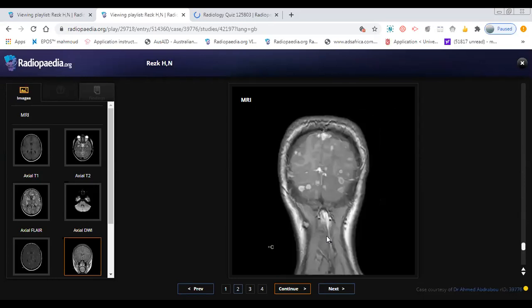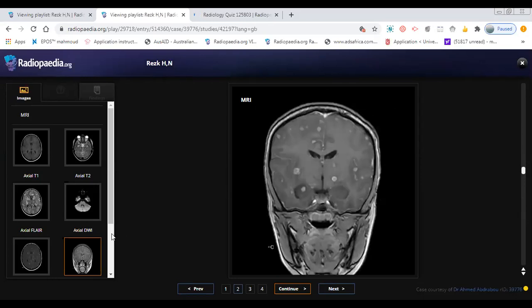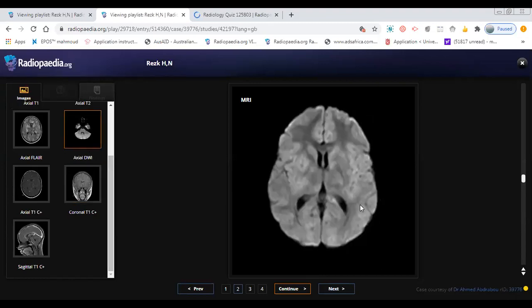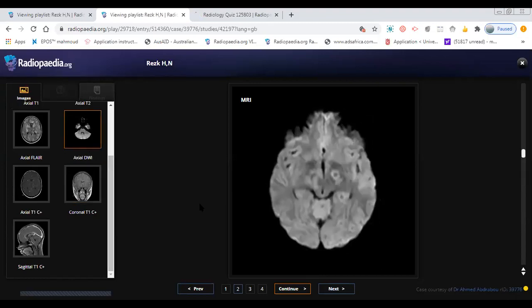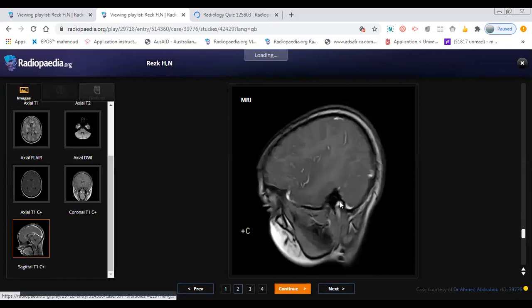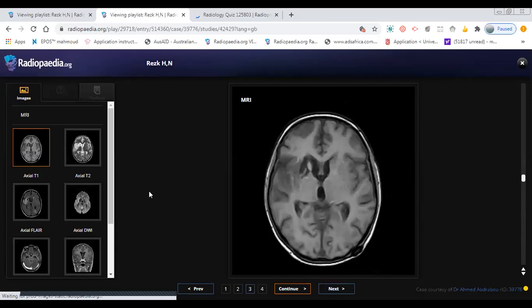Here you cannot see enhancement of the meninges, right? And also in the diffusion, there is not much restriction, right? There's no high signal in DWI. So, but the contrast in this case, yeah. So you are going with neurocysticercosis, no other suggestion?